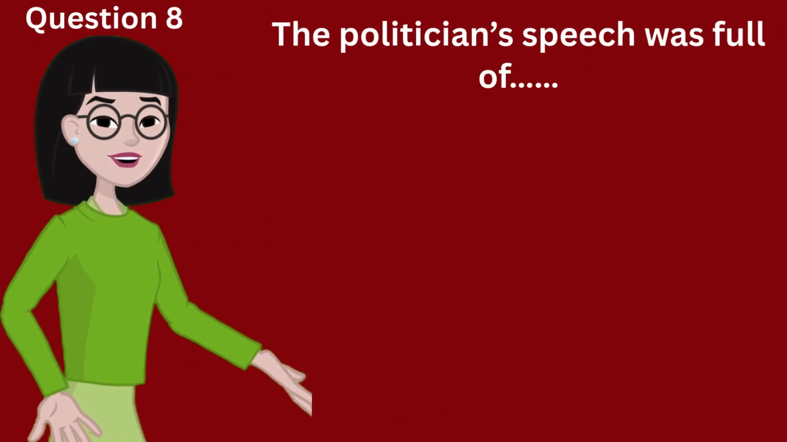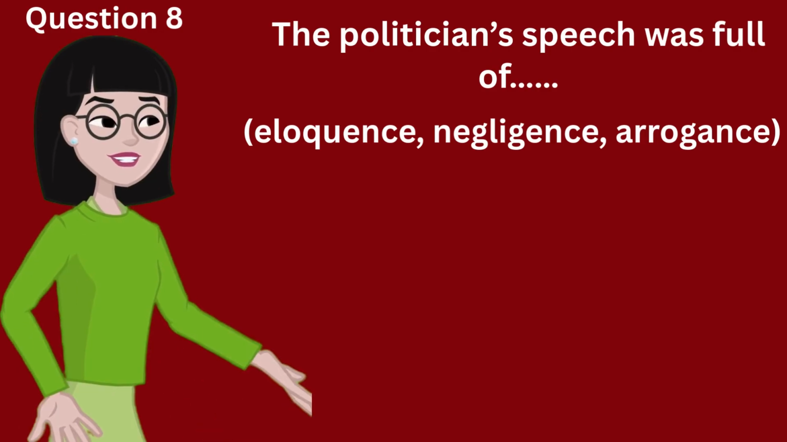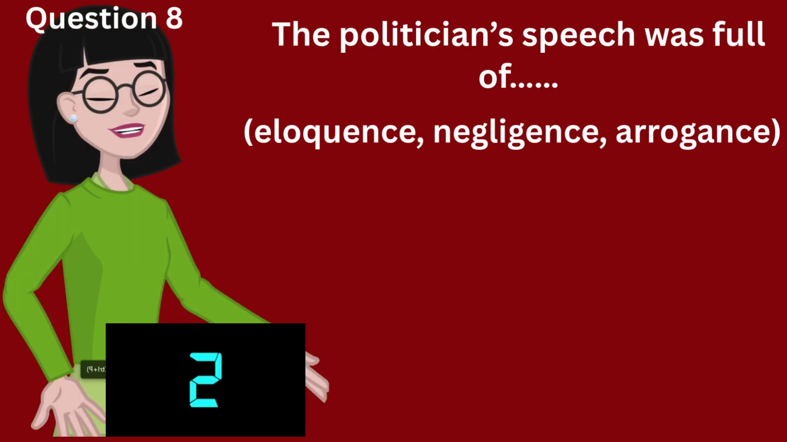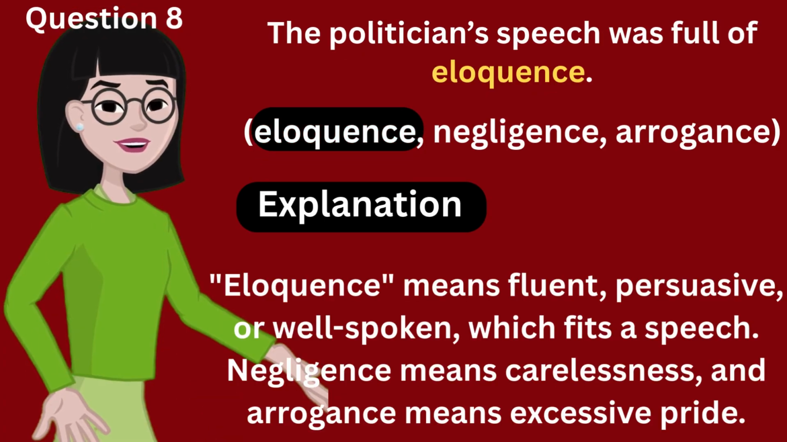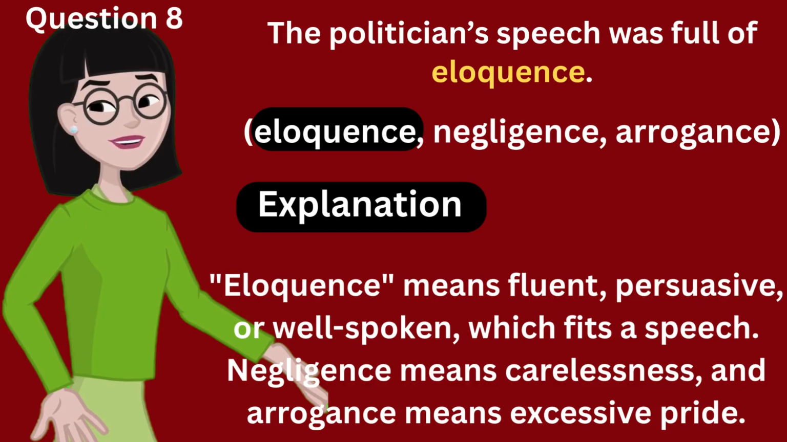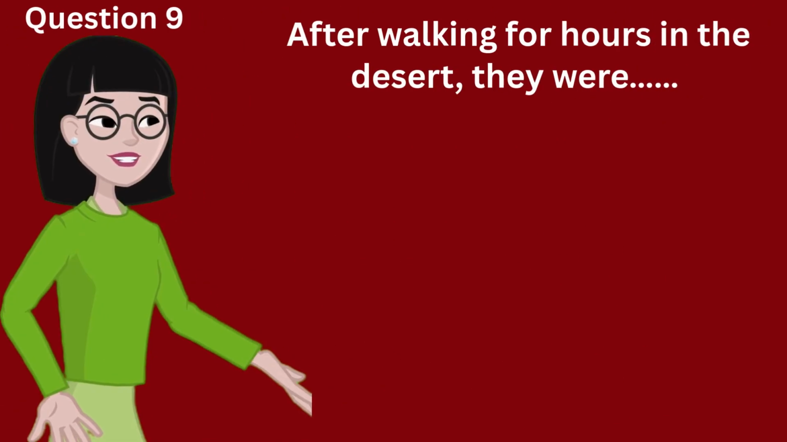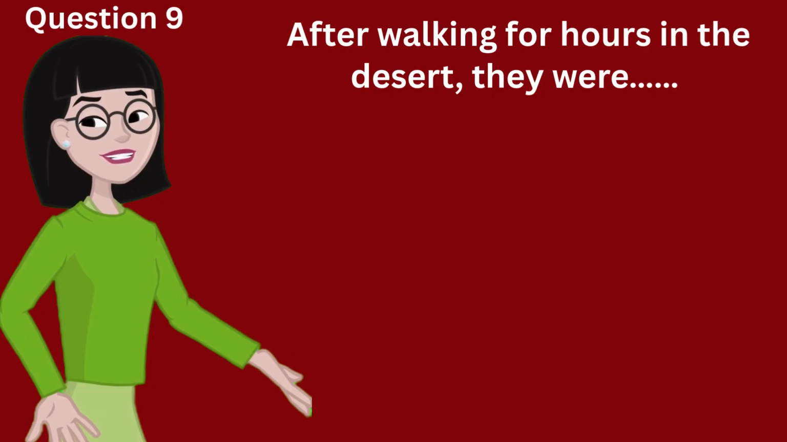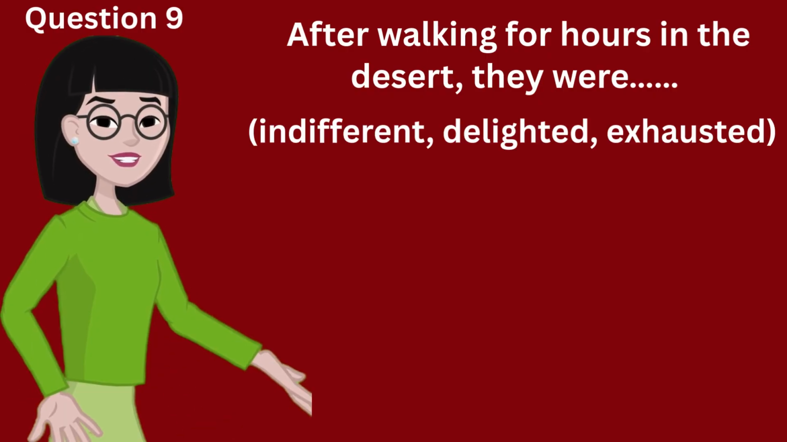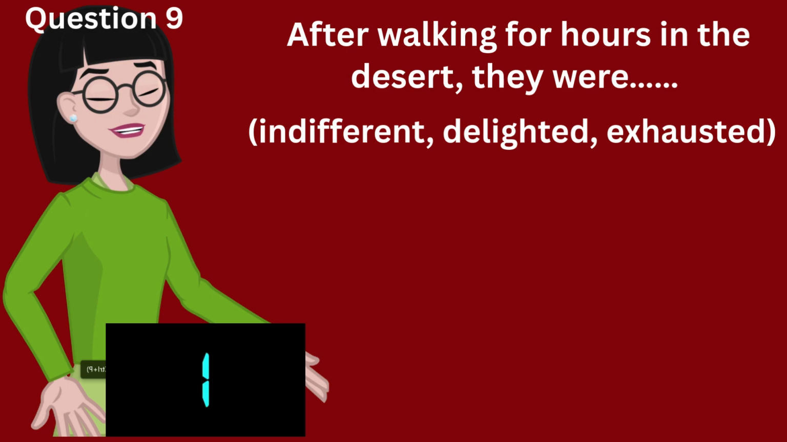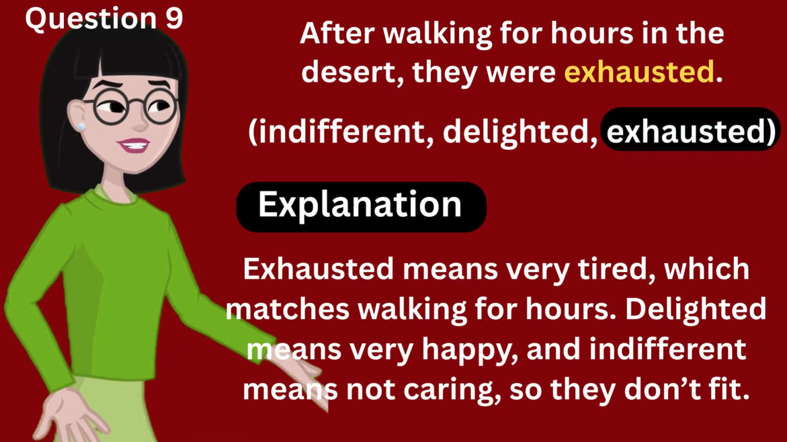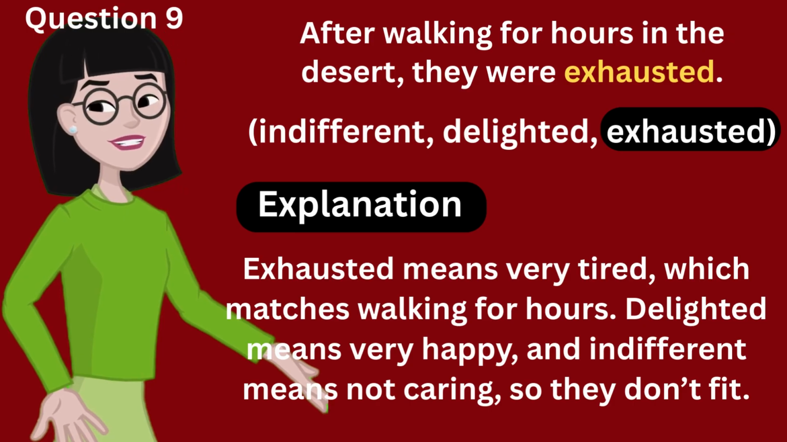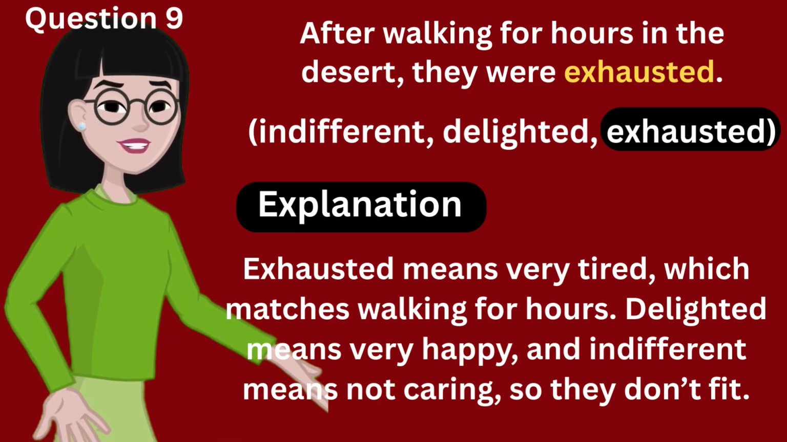Question 8. The politician's speech was full of eloquence, negligence, arrogance. Eloquence means fluent, persuasive, or well-spoken, which fits a speech. Negligence means carelessness, and arrogance means excessive pride. Question 9. After walking for hours in the desert, they were indifferent, delighted, exhausted. Exhausted means very tired, which matches walking for hours. Delighted means very happy, and indifferent means not caring, so they don't fit.